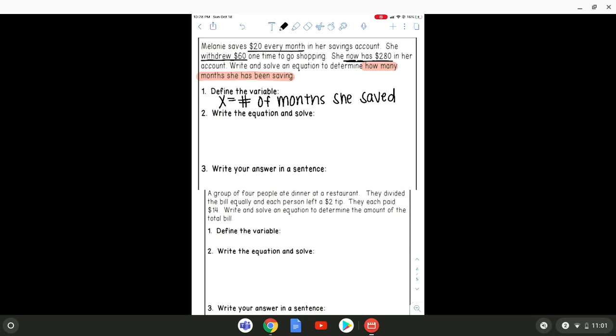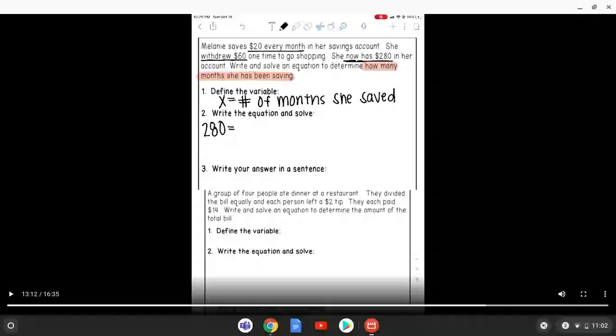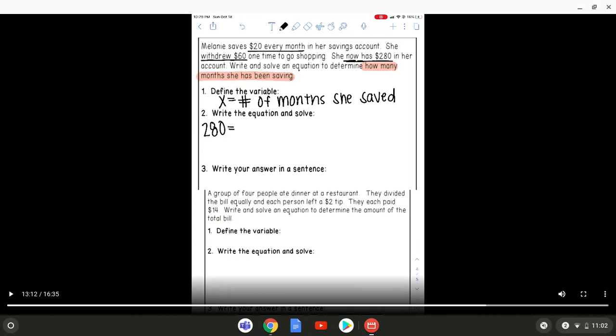So when we write our equation, we know that she ends with $280, so that's what we're going to set our equation to, because that's our stopping point. Now I know that X is the number of months. So let's go up into the problem, and we see that in addition to saving so much money per month, each month is also attached to this $20. So every single month she deposited $20 in that bank account, which means the 20 and the X are going to go together.